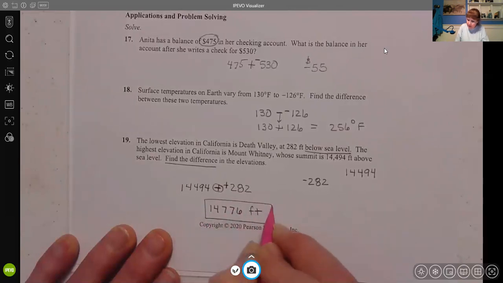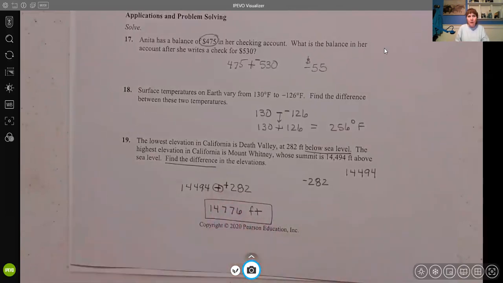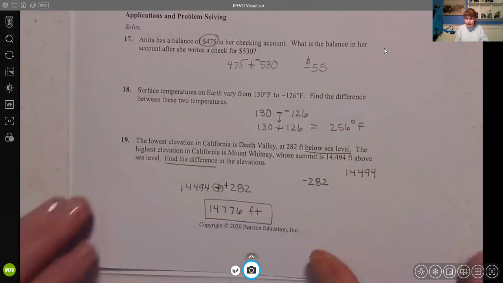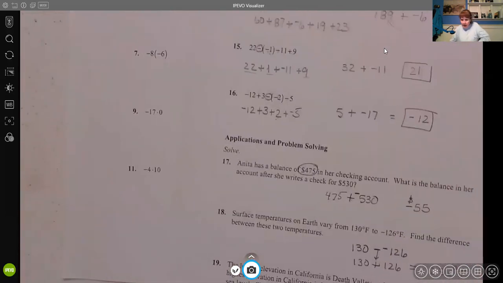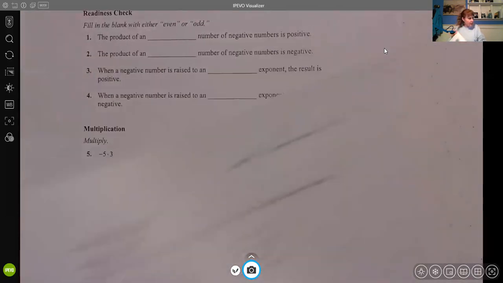That would be the difference in elevation between the high and the low. All right, so those are just a couple of examples there. Okay, that does it for 2.3. Let's go ahead and look at 2.4.